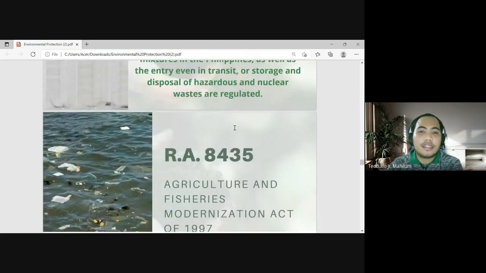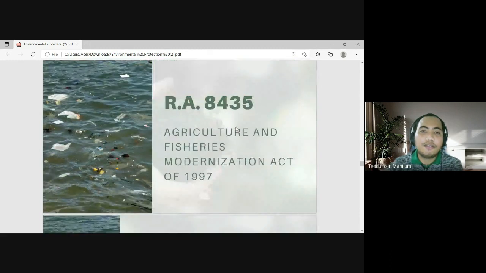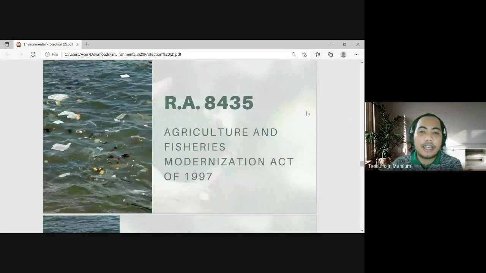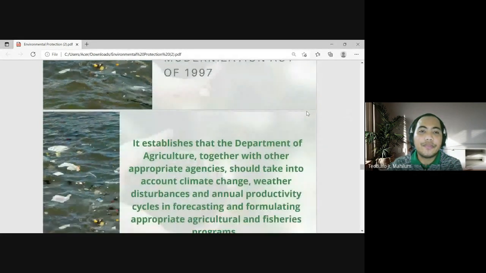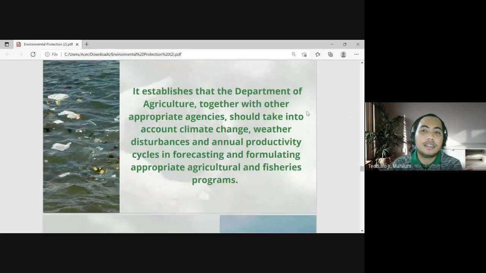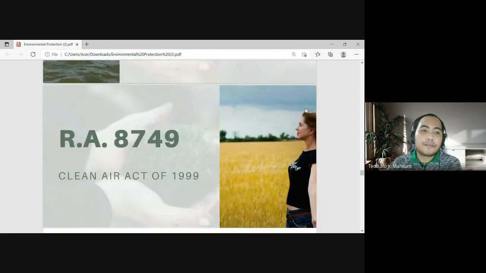Okay? So the next Republic Act, the 8435 or the Agriculture and Fisheries Modernization Act of 1997. This law establishes that the Department of Agriculture, together with other appropriate agencies, should take into account climate change, weather disturbances, and annual productivity cycles in forecasting and formulating appropriate agricultural and fisheries programs.